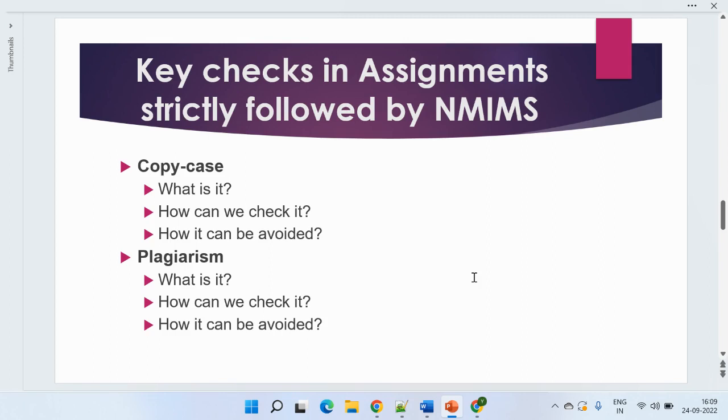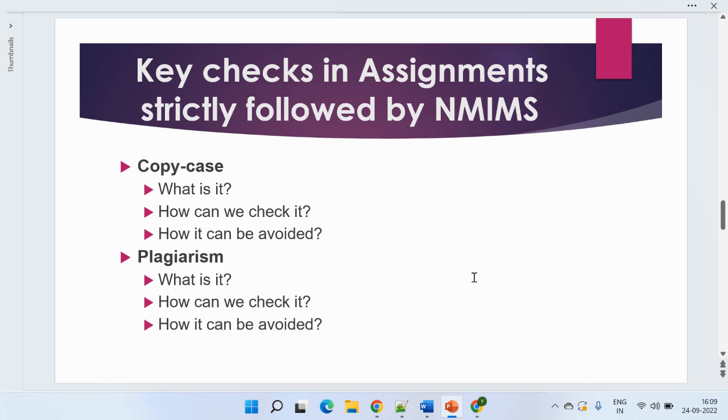It doesn't make any difference. For the system, everything is on the same date, as I mentioned earlier. So if they find two similar assignments, both will get a copy case, irrespective of who uploaded first. So don't try to share your assignments with your colleagues. That's very important. So this can be avoided.